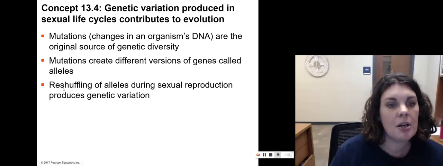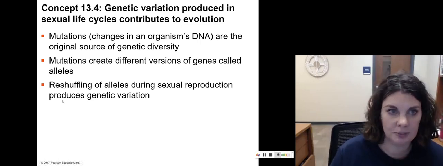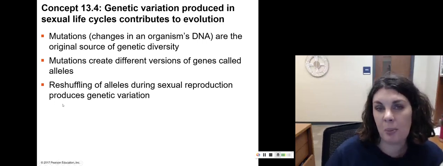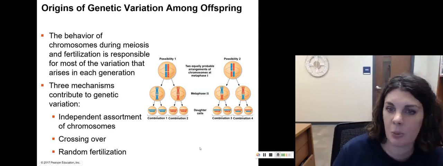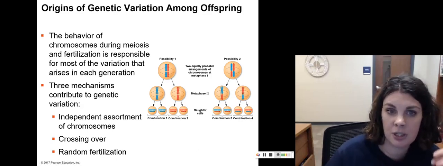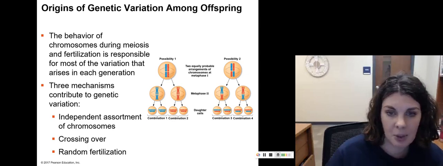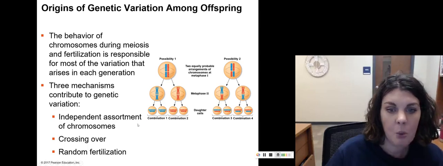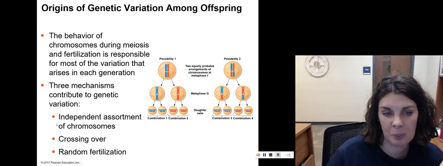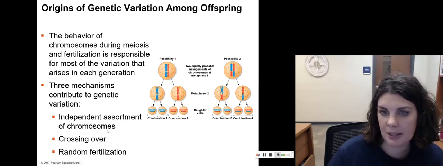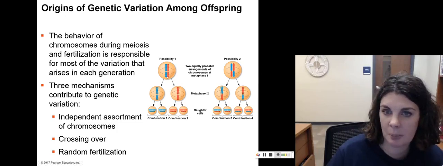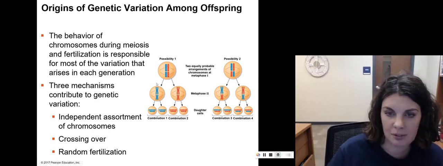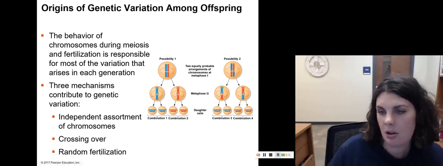And reshuffling alleles during sexual reproduction produces genetic variation. So the behavior of chromosomes during meiosis and fertilization is what allows for most of that variation to arise. And so we have 3 things that happen during meiosis that can lead to variation. One is independent assortment of chromosomes. And that's what we see happening in this picture. So you could have all of dad's genes line up on one side and all of mom's genes line up on one side, which means after meiosis 1 that you have cells with all dads or all moms.